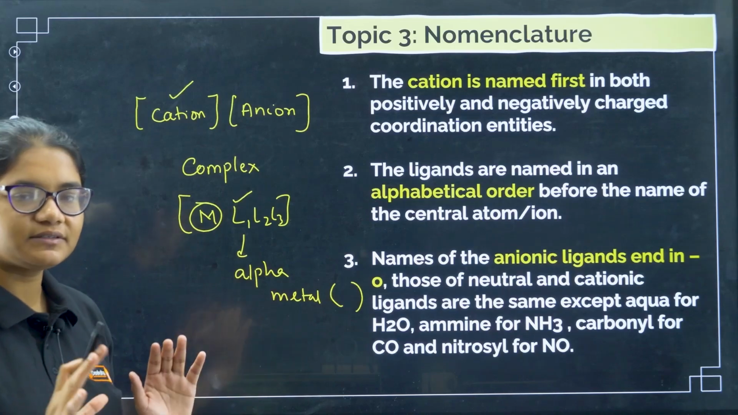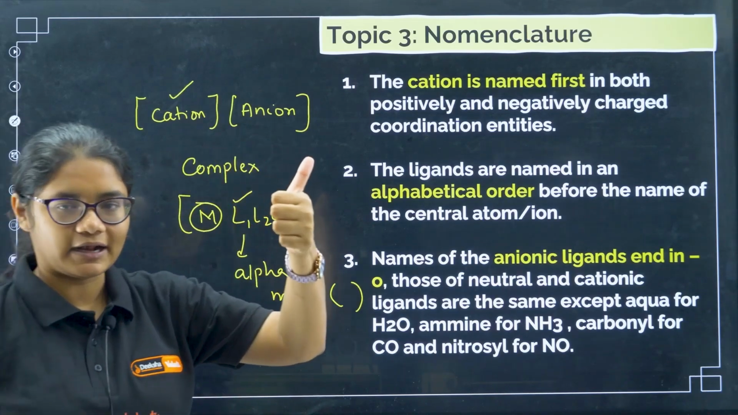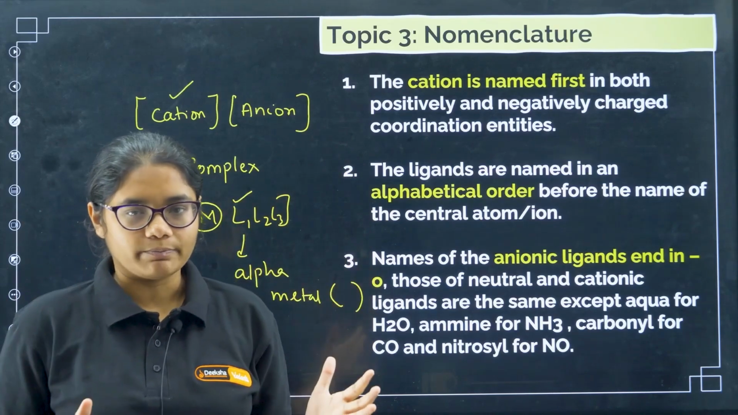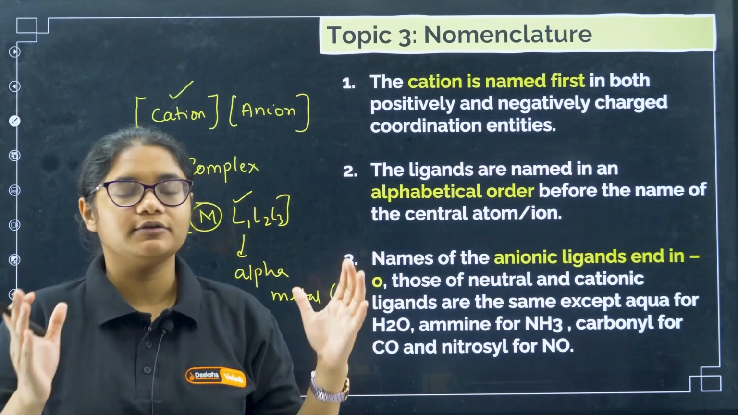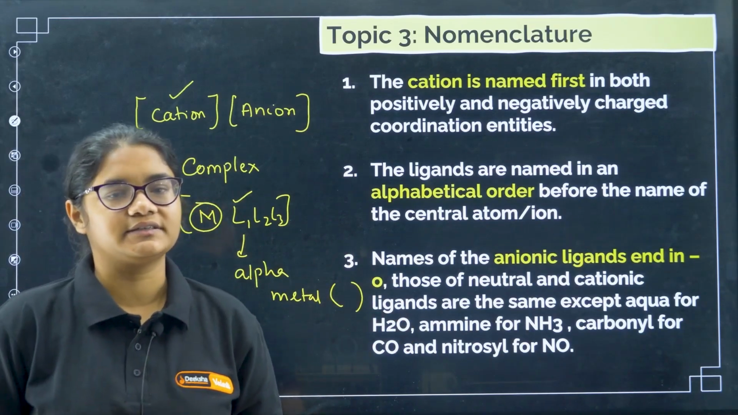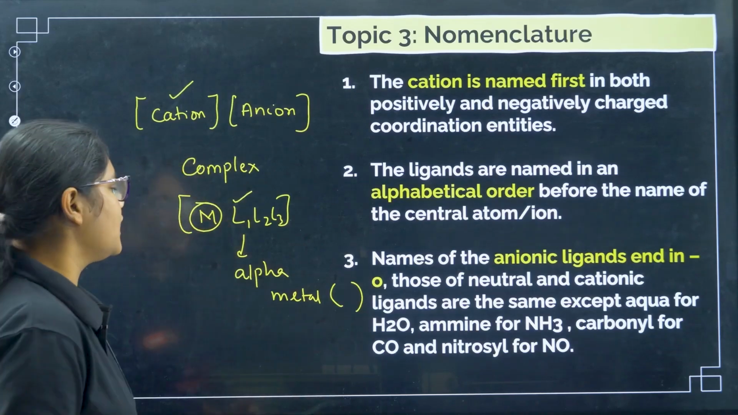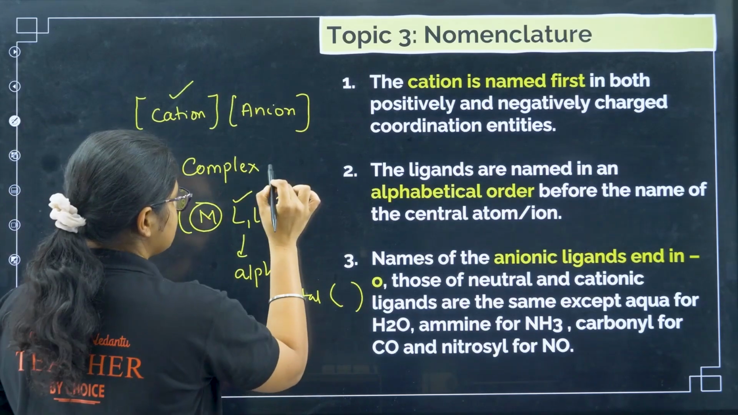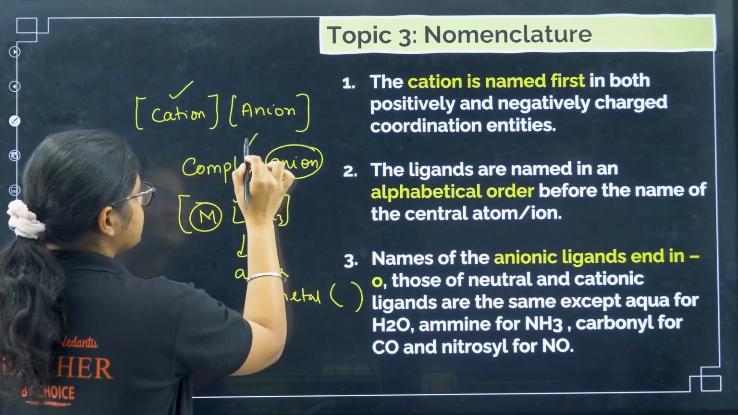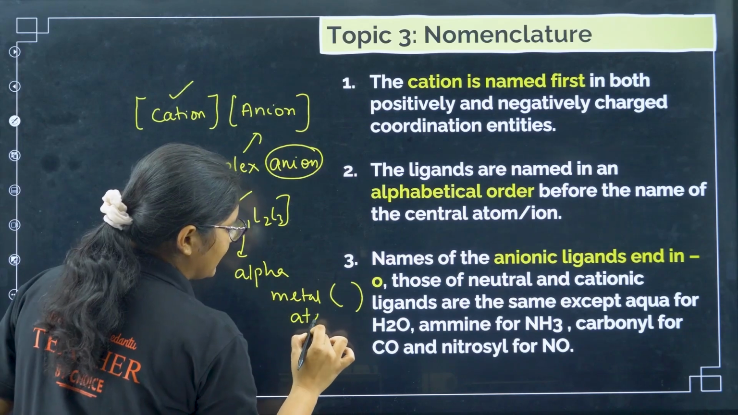I'll do examples, it will be clear. So first you have to write the cation, then the anion, and either the cation or the anion will be the complex. Whenever you are naming the complex, you first write the ligands, then the metal, and then the oxidation state of the metal. One more thing to keep in mind: if the complex is the anion part, in that case the metal name will end with -ate.